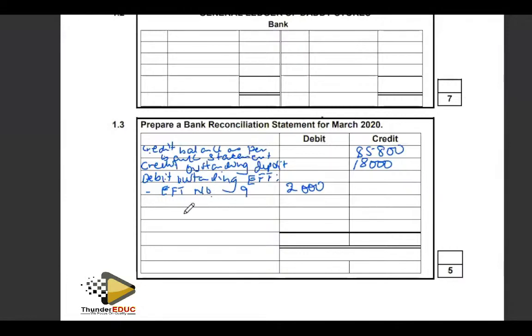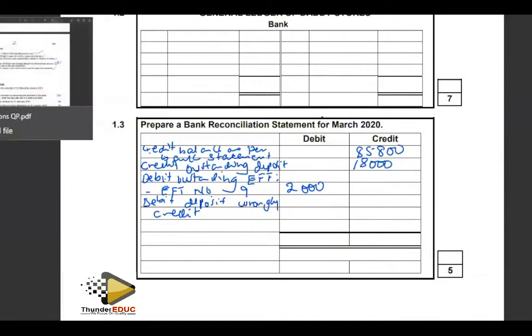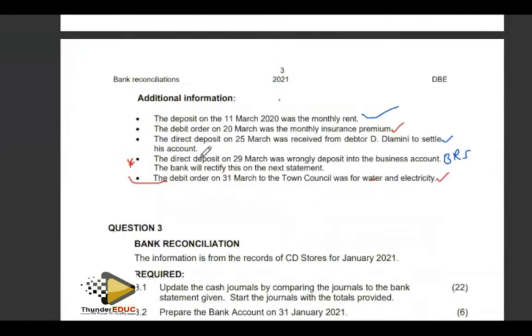So we are going to say, debit, deposit wrongly credited. So they credited it, so we have to take it out. So how much is that? That amount was, let me confirm. That amount was for, so I'm done with this. Let me take it off.